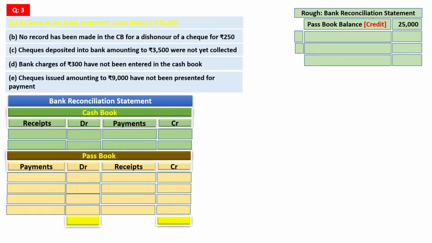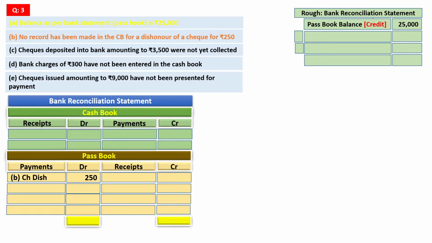Passbook balance, which starts with what? Passbook balance, which is 25,000, is the amount available in the banker. As the amount is available, it's a favorable balance. As per the cash book, it's a debit. As per the passbook, it is credit. Now read one after one. No record has been made in the cash book for dishonor of a check. What happens in the case of dishonor of a check? Banker could have recorded it on the payment side. There is no corresponding record in our cash book. So it is recorded only by the passbook.